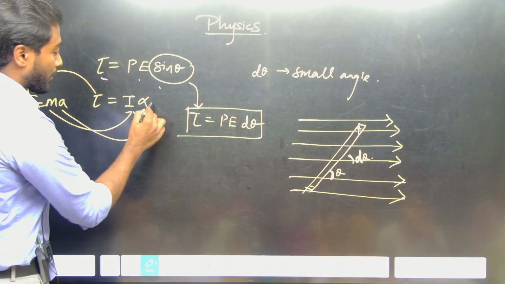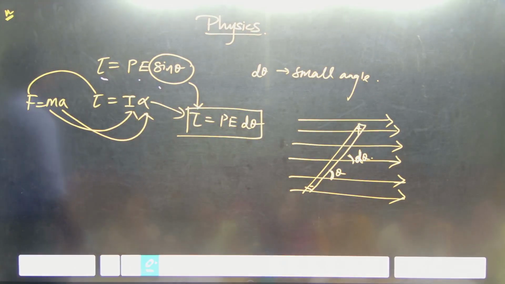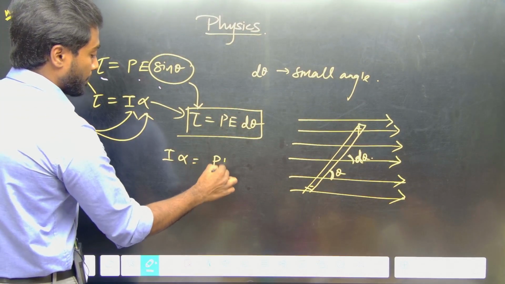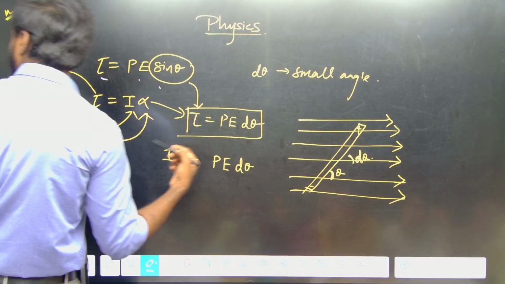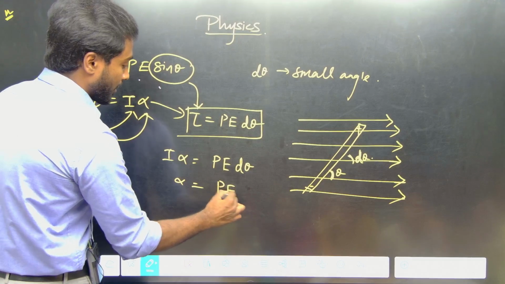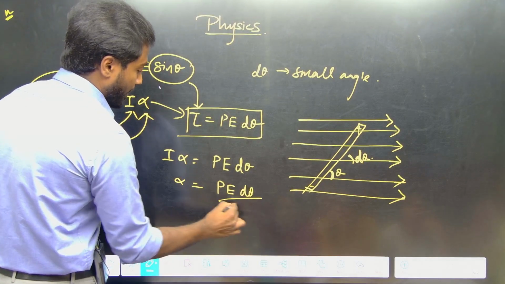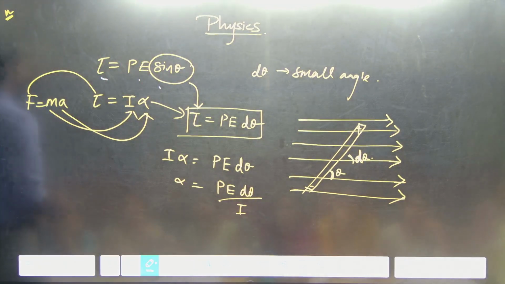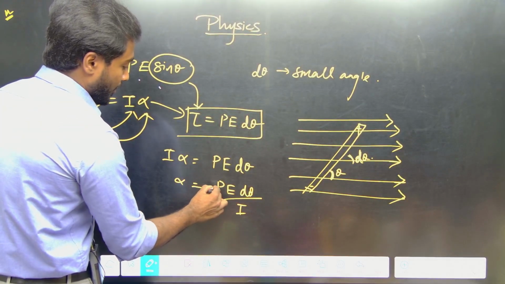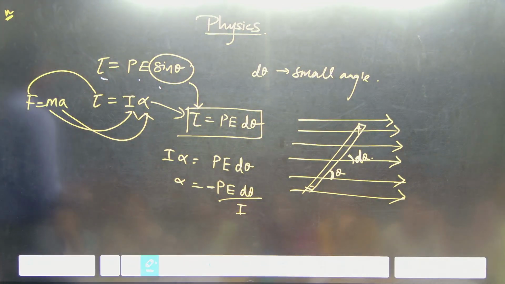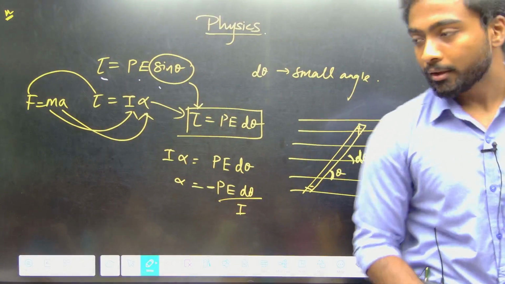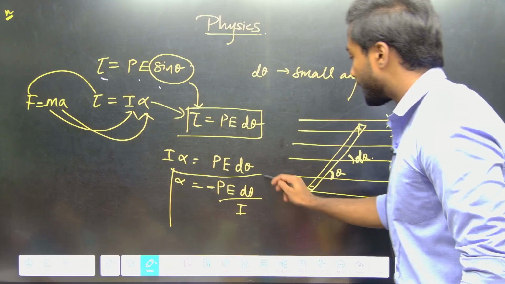Now can I equate these two things? So I alpha will be equal to PE d theta. So alpha is equal to PE d theta by I. And the sign will be negative because it's a restoring force. If I try to move it, it will again go to the original position. So this is the formula for alpha.